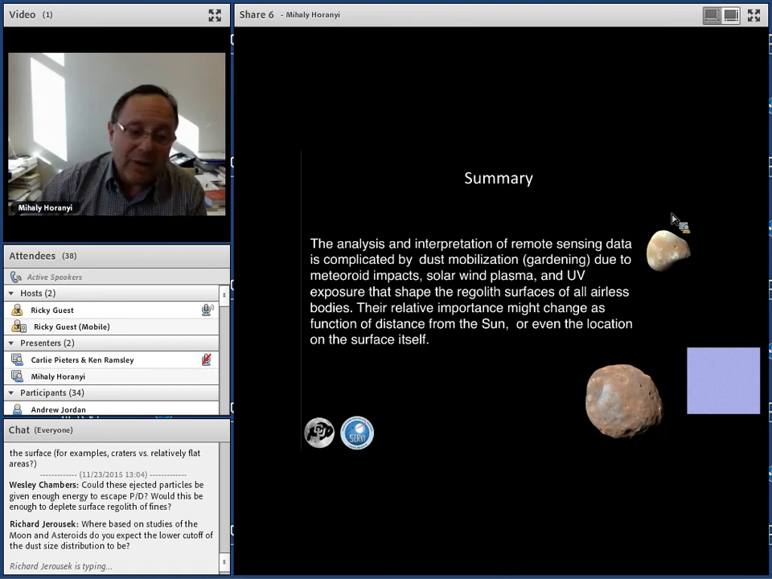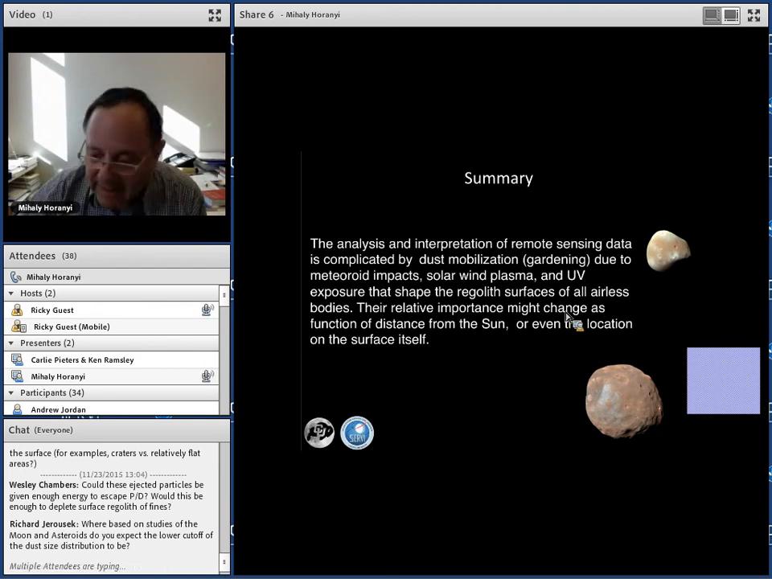And of course, you could also deliver dust, at least in the case of Phobos and Deimos, from Deimos to Phobos. And as Carly pointed out, the conclusions that we might arrive at about space weathering and which player is more important than the other could certainly depend on where you are in the solar system and even on where you are on the surface. Some regions are certainly more vulnerable than others. And with that, I am at the end of the presentation.